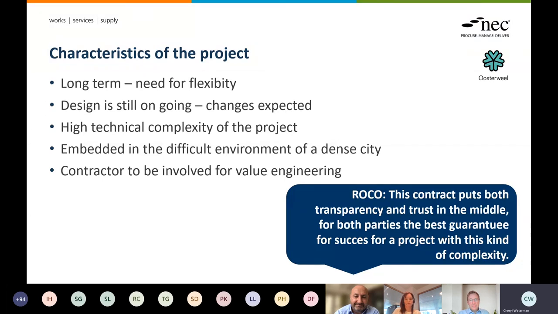There's a big technical complexity in this project. For example, we have an old dock in the Albert Canal that we need to demolish in order to construct a tunnel. It's of course embedded in the city center of Antwerp, which also means there's a difficulty of making sure that the construction of the project goes along with the livelihood of the neighborhoods of the city itself. And we have a strict budget as well, so we need the contractors to be involved for the value engineering. I also have a quote from one of our contractors saying that a project with such complexity needs a contract that's transparent and trusting, that puts transparency and trust in the middle. So hoping that NEC will do that.